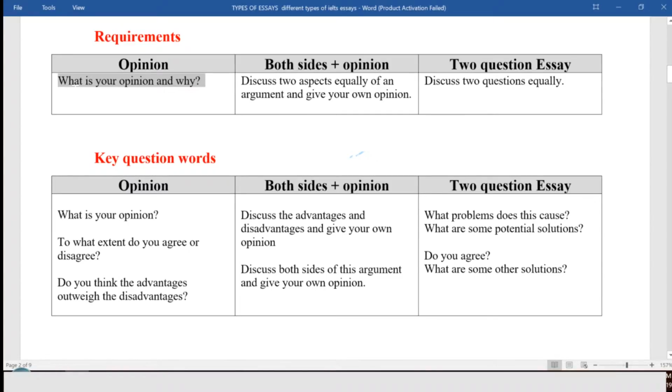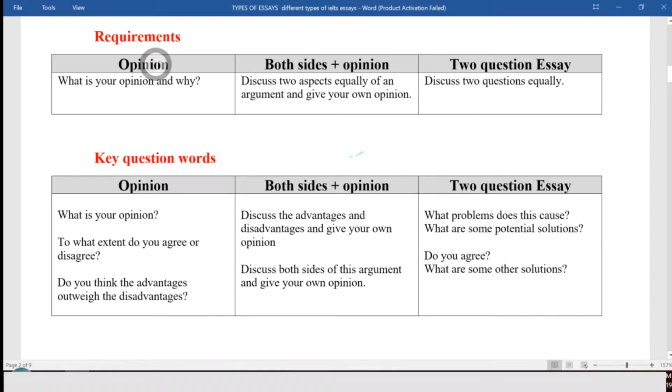We can contrast this with the second type of essay that asks again for your opinion, but also asks you to discuss 2 aspects equally of an argument. All right, so this type of essay is not just about your opinion. You need to discuss 2 sides of an argument and then give your opinion on it. So I call this a both sides and opinion essay.